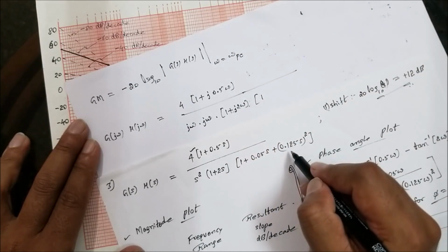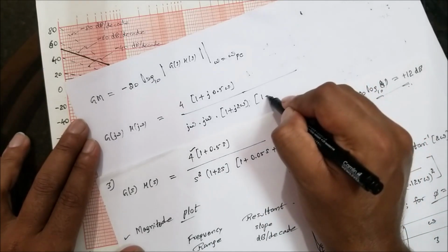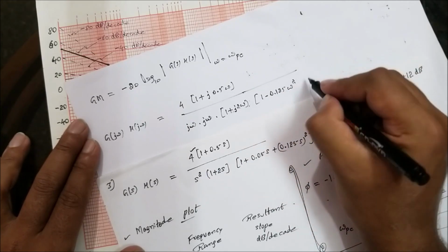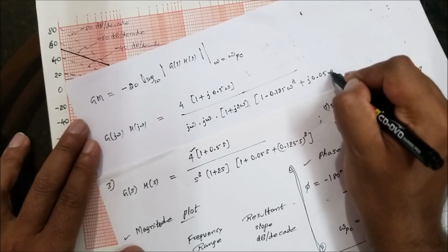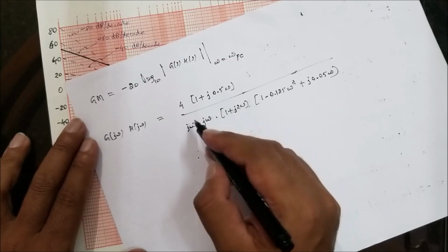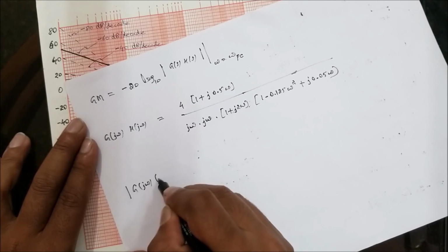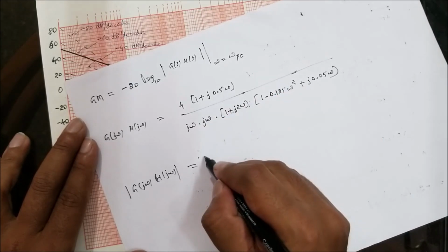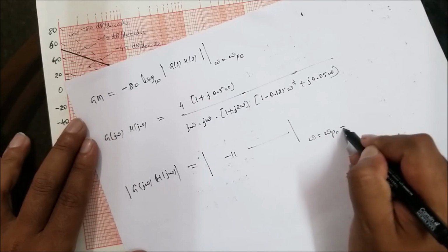into 1. Here if I substitute j omega, j square is minus 1, hence I can write it as 1 minus 0.125 omega square plus j times 0.05 omega. So this is what I will get. Now find the magnitude of this and then I can substitute here. So first I evaluate this by substituting omega is equal to omega pc, which is equal to 0.